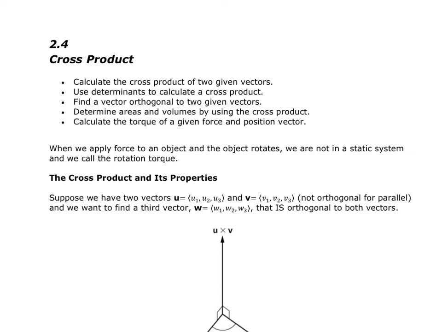In this video, we're going to look at the cross product and applications of the cross product. Suppose we have two vectors, u and v, that are not orthogonal, nor parallel. And we want to find a third vector that will be orthogonal to both of those.